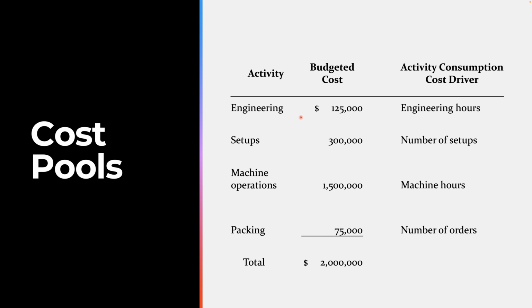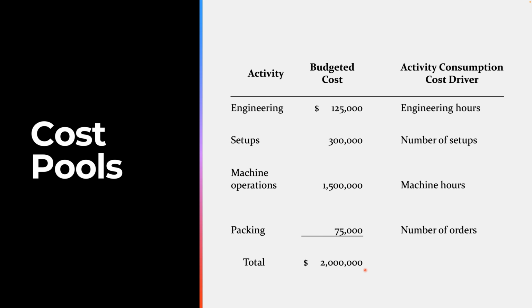They can take this $2 million and break it down into various cost pools. In other words, they think engineering of $125,000 is part of the total $2 million. They also have another cost pool called setups, which they think will cost $300,000. Machine operations is the bulk of this overhead at $1.5 million. And then we have packing, which is $75,000. One, two, three, four different pools totaling $2 million.